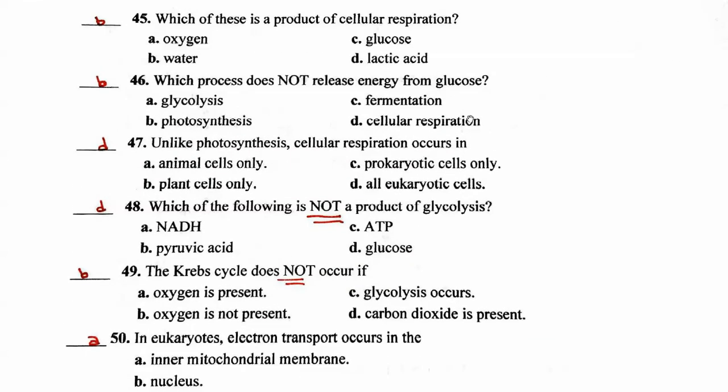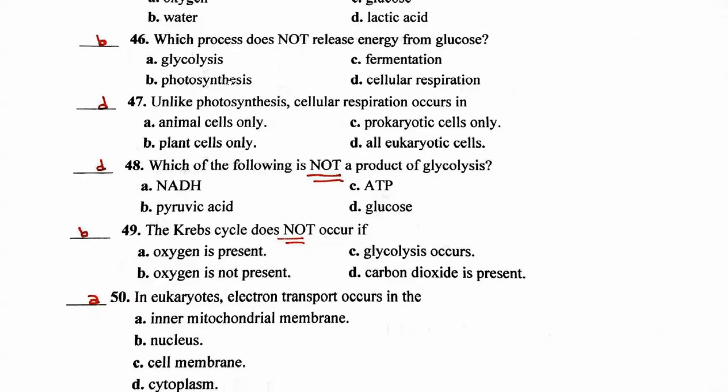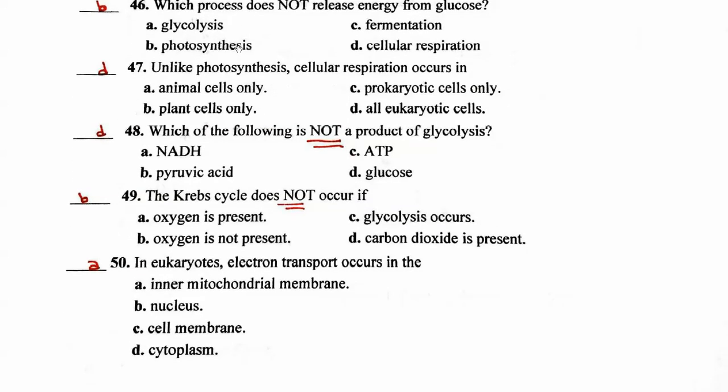Which of these is a product of cellular respiration? Water, right? Because oxygen is grabbing the electrons off of the electron transport chain. It's combining it with hydrogen to make water. Which process does not release energy from glucose? Photosynthesis. Photosynthesis is putting the energy into glucose to make glucose and have it be a high energy sugar. So that doesn't make sense.